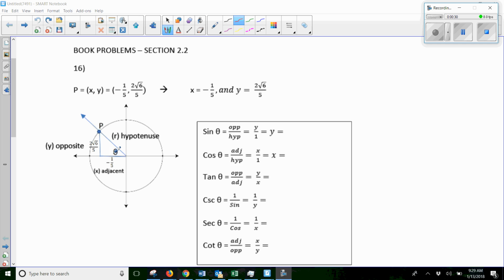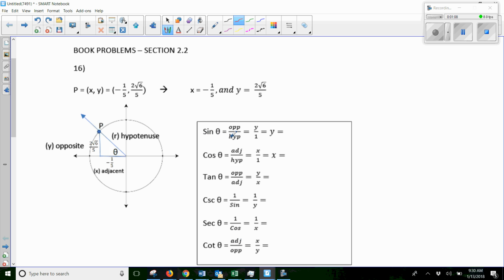So let's recall that this is our theta here, and opposite theta is our y-coordinate, and then adjacent is the one that makes up the theta. And then, of course, we have our hypotenuse. And also remember that the hypotenuse in the unit circle is always 1. Okay, so again, this is x comma y, so our x is negative 1/5 and our y is 2 root 6 over 5. So when we draw that, we just label that in. And then we need to solve our 6 trigonometric functions.